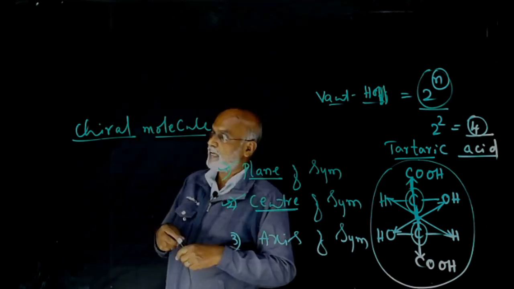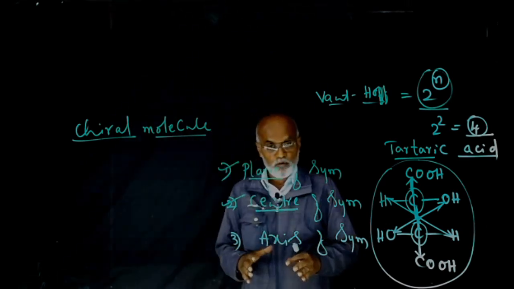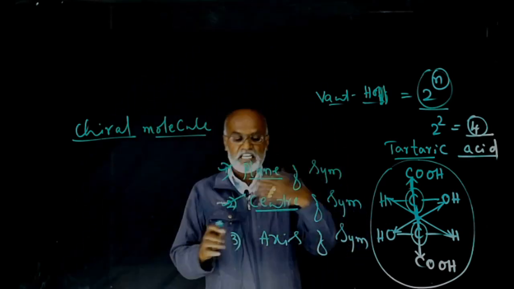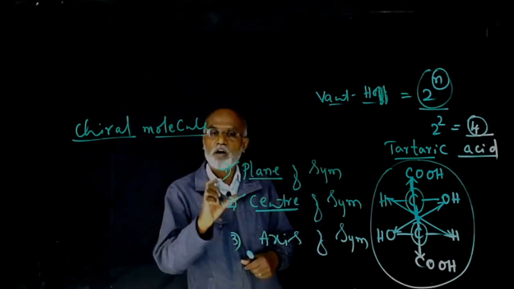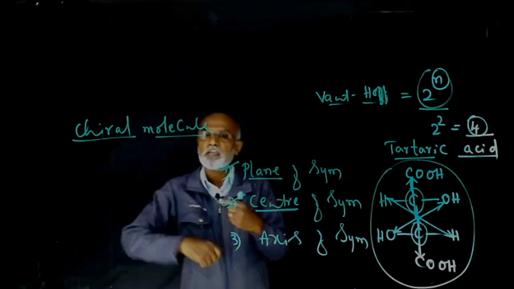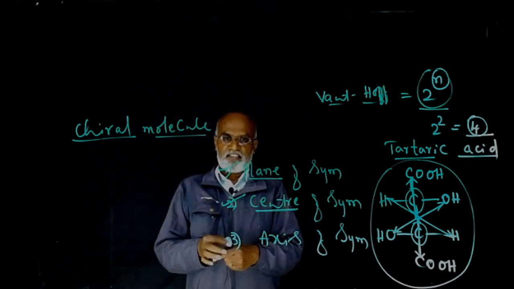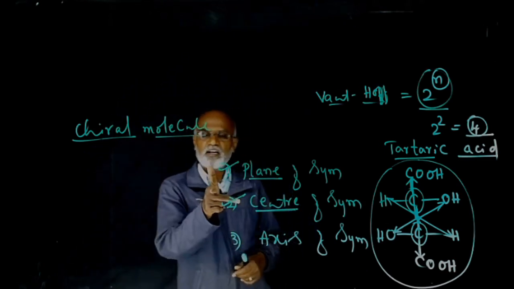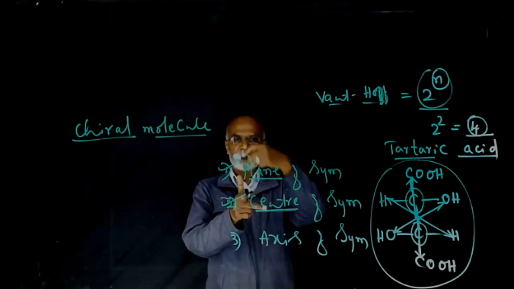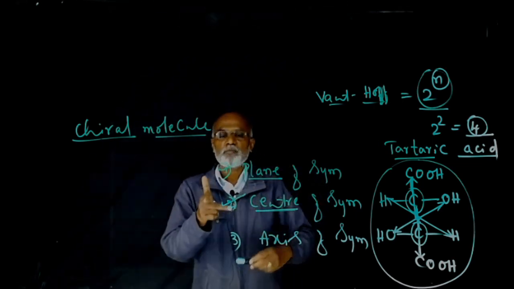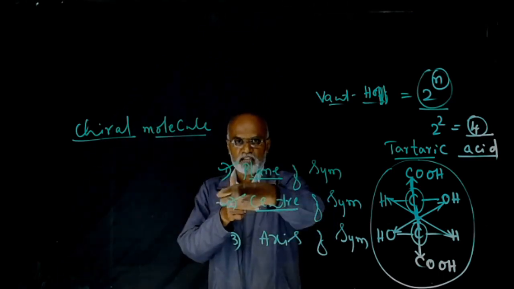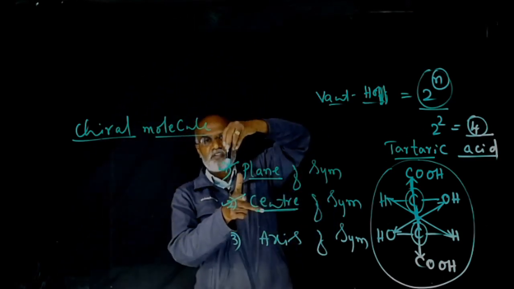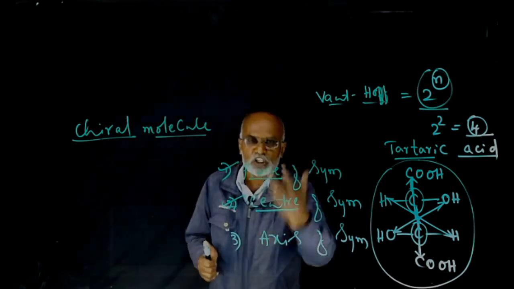Axis of symmetry: to decide whether the given molecule is having an axis of symmetry or not, now take the molecule and rotate the molecule around an axis. See, there are three axes: x-axis, y-axis, and z-axis. You can rotate the molecule around x-axis, or you can rotate the molecule around y-axis, or you can rotate the molecule around z-axis.